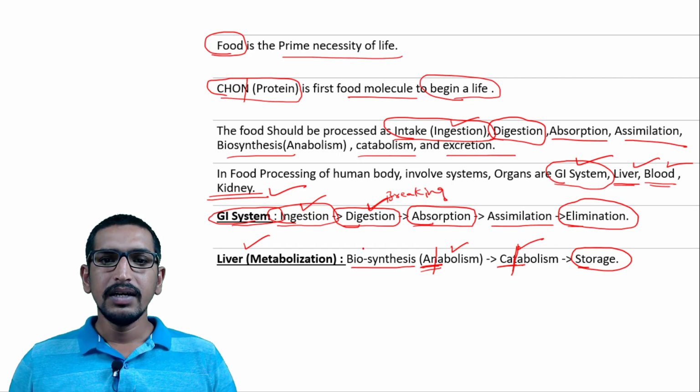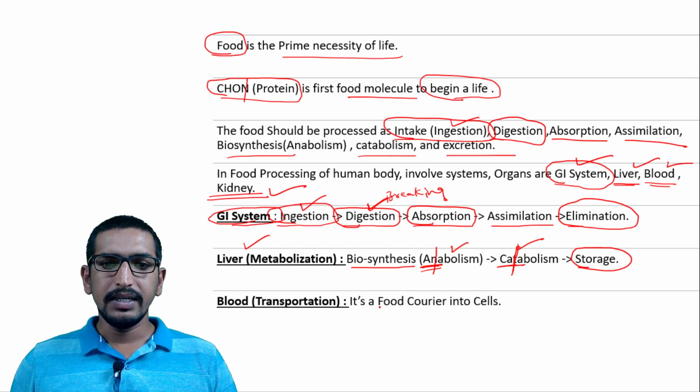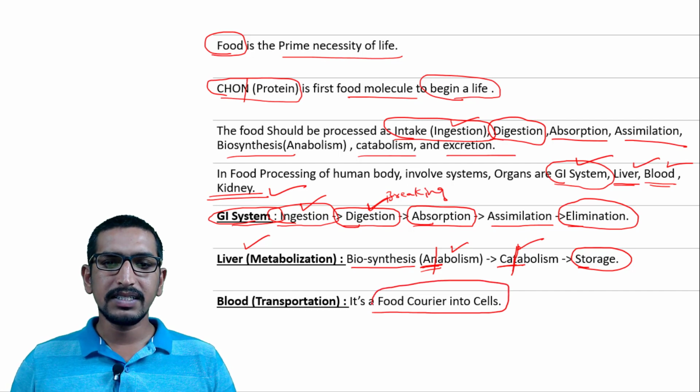The next organ is blood. Here blood is called the food courier, because the blood carries the food and reaches all the cells within the body. That's why blood is called a food courier, which is very helpful for entry into the cell.